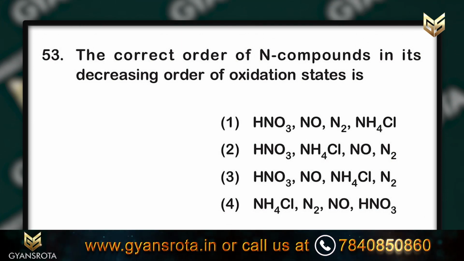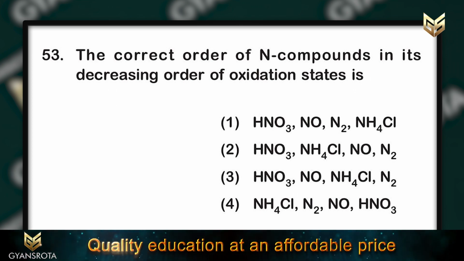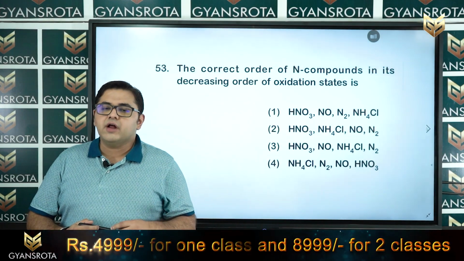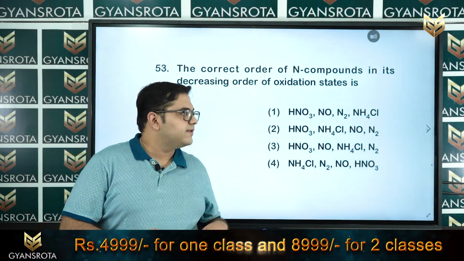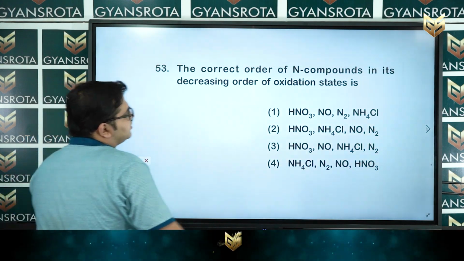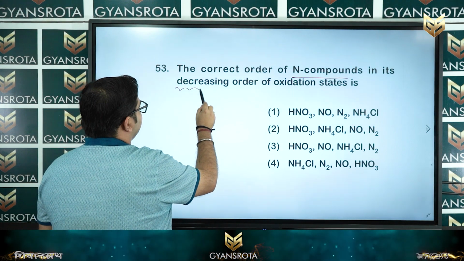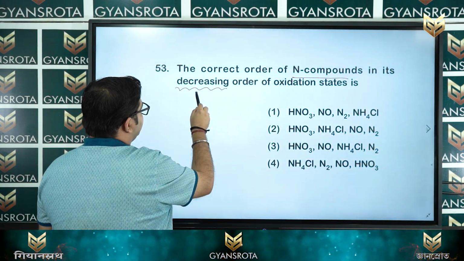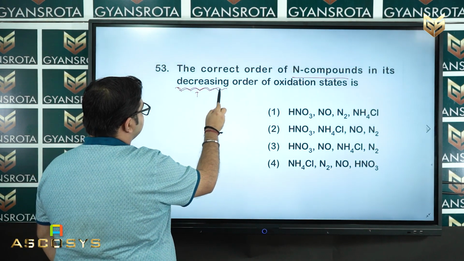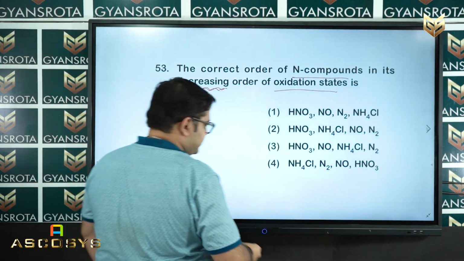The correct order of N compounds in its decreasing order of oxidation state is. So, now we are moving to the solution part. So, if you see the nitrogen compounds and they ask you the decreasing, see this kinds of when they mentioning increasing or decreasing. So, please first mark it, and oxidation state. So, let us find out the oxidation state.